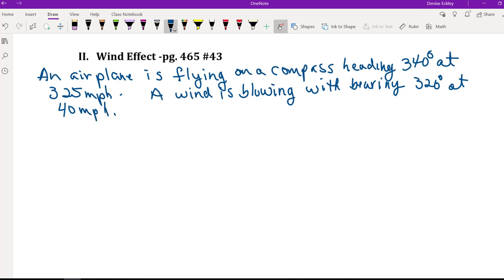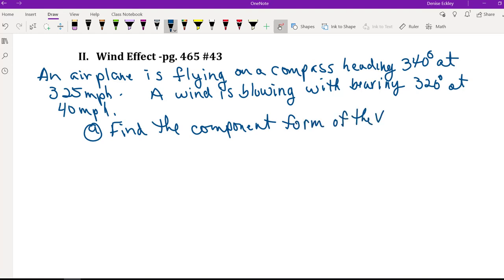So we have a couple of things we want to do. First, we want to find the component form of the velocity. So that's going to be just like the previous problem. Find the component form of the velocity of the airplane. And in the second part, I'll write it when we get to it, we're going to want to see how the wind has changed from the ground the actual speed and direction of the plane.